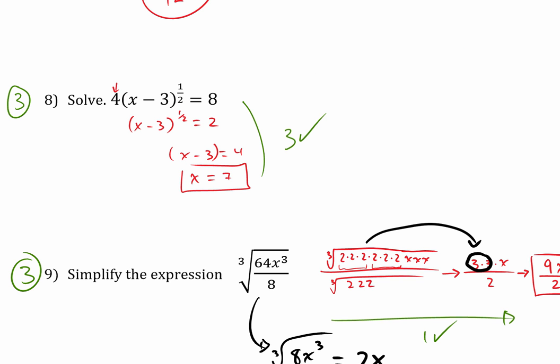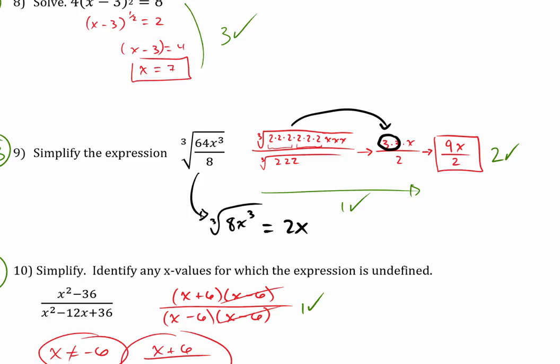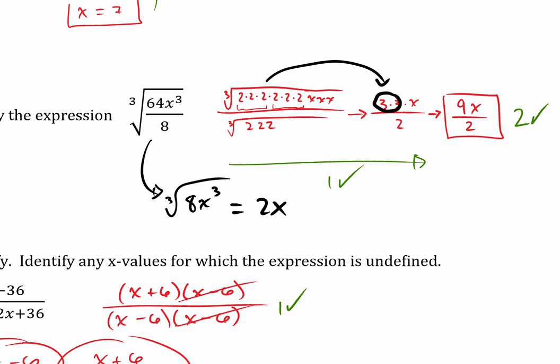This next one, simplify the expression. So I wrote everything out inside. It was 64, which is 8 times 8, so it's 2, 2, 2, 2, 2, 2. And then I wrote out my 3 factors of x. Because it's a cube root, I made an error. This is a mistake. Because it's a cube root, these should both be 2's, right? This should be 2 and this should be 2. Therefore, that's a 4x. And 4x divided by 2 is the 2x.